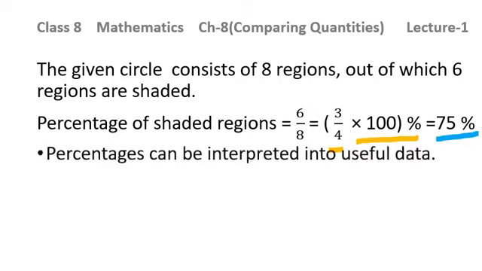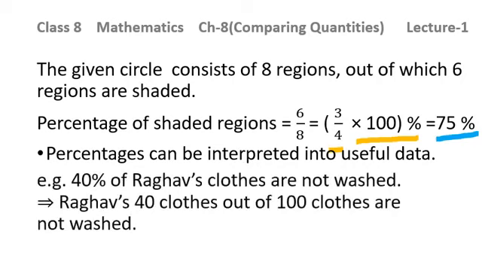So percentages can be interpreted into useful data. How can we interpret the percentage into useful data? Let us see. These are examples from our daily life. For example, if a person is saying that 40% of Raghav's clothes are not washed, what does it mean? Raghav's 40 clothes out of 100 clothes are not washed.